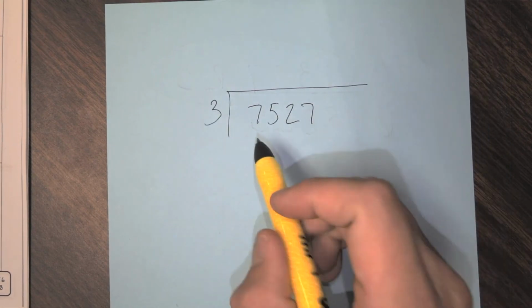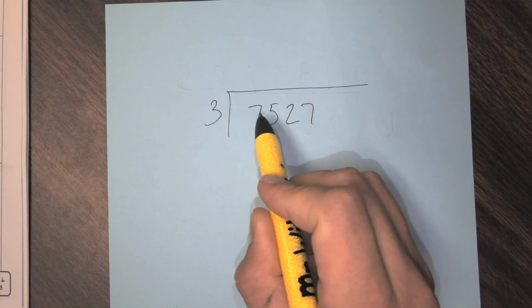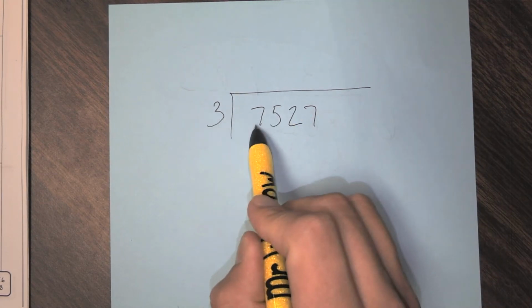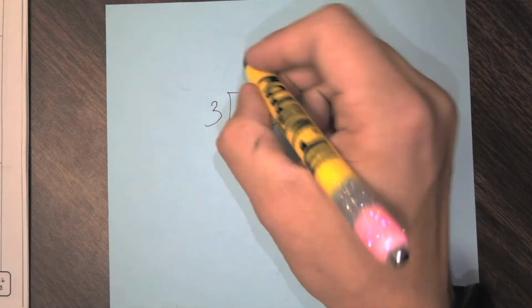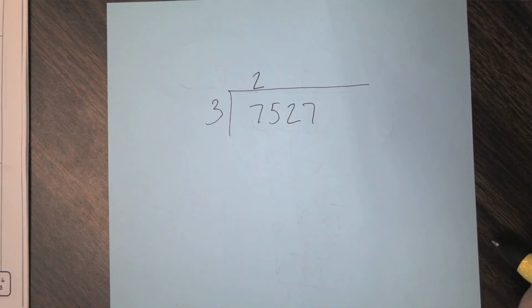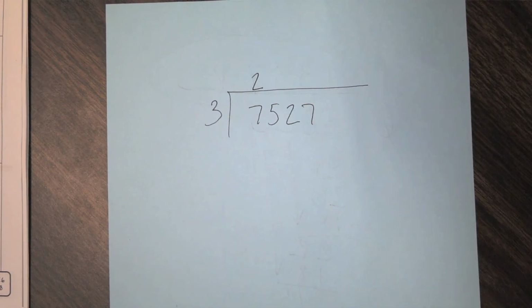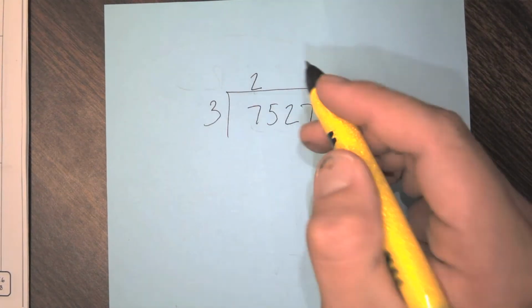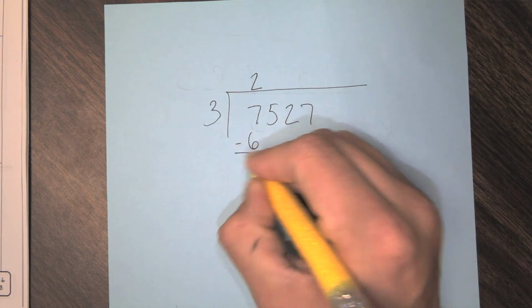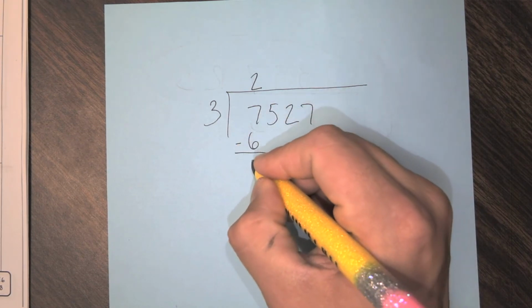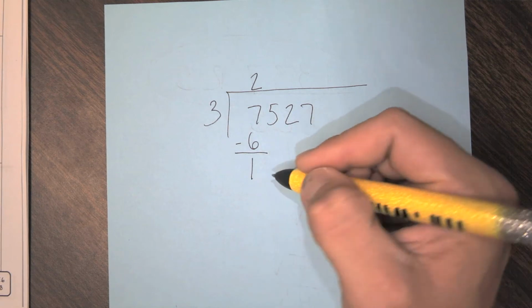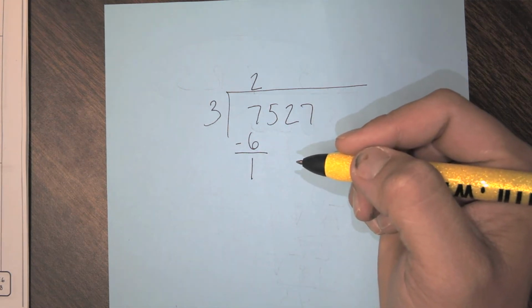Okay, so once again, you always start with the first number. How many times is 3 going into 7? 2 times. So that 2 goes directly above the 7 every time. 2 times 3 is 6. You subtract, 7 minus 6 is 1. Okay, so does 3 go into 1? No. Nope, so what do we have to do?